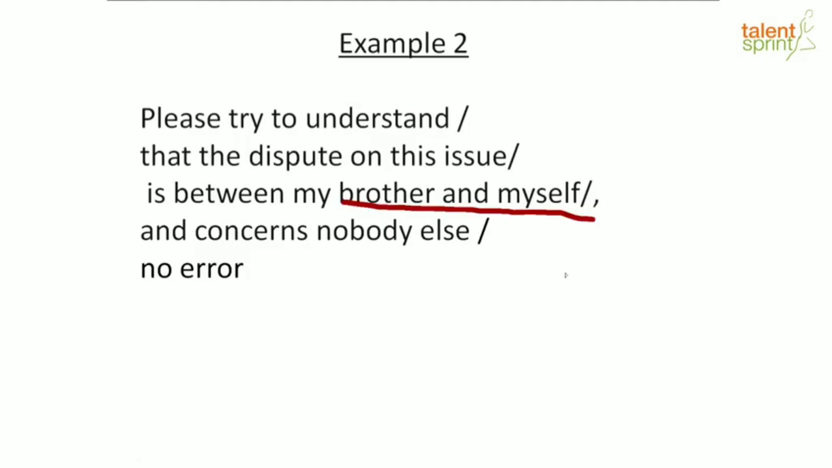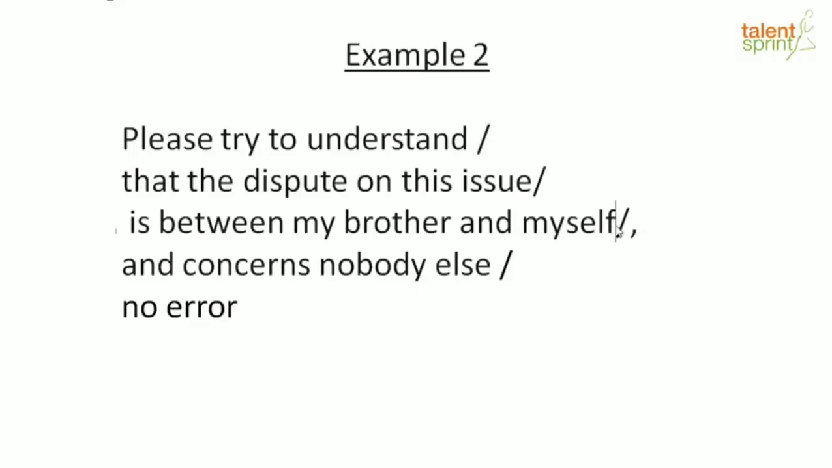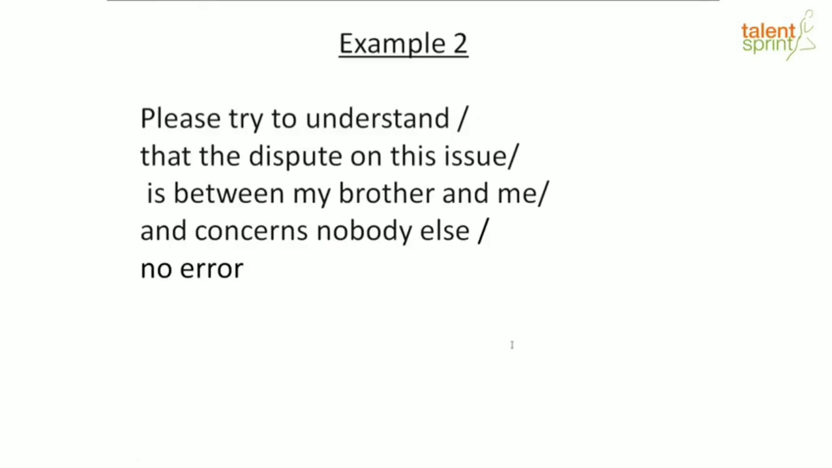You say my brother and me. You don't say so-and-so and myself, which is again incorrect. So let's go ahead and make that change. My brother and me. So the error is in part 3. Please try to understand that the dispute on this issue is between my brother and me and concerns nobody else.